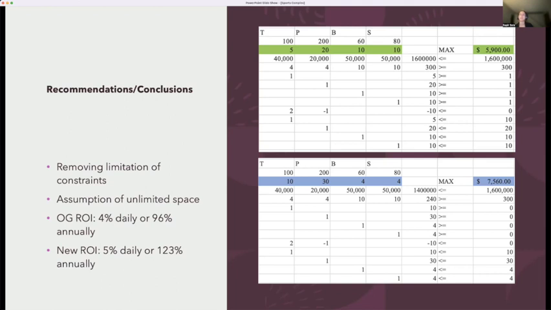I calculated these annual percentages by multiplying the daily return on investment by 260, and I chose 260 days instead of 365 because I thought that would be a more conservative approach, considering that we can't really expect the daily profit to continue every single day of the year, 365 days. We have to account for holidays. We have to account for bad weather or any other unforeseen events like COVID or something like that.